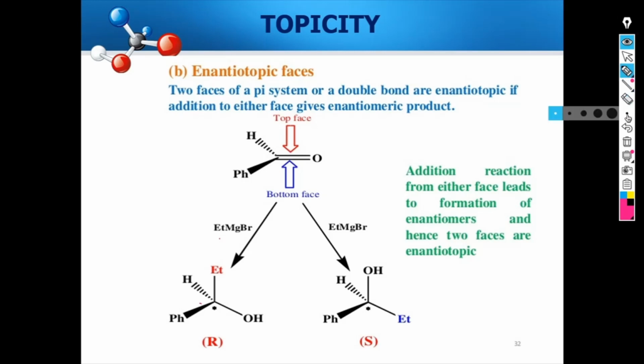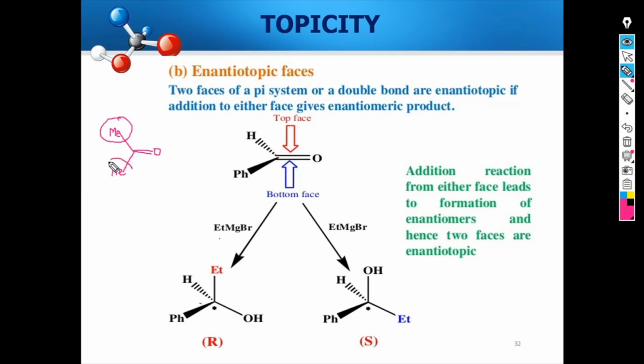Let us try to understand what is an enantiotopic phase. So two phases of a pi system or a double bond are enantiotopic if addition to either phase gives an enantiomeric product. Now I would like to recall here, in the earlier part of this discussion we understood what is a homotopic phase. Now when we take a homotopic phase, we understood that it has these two ligands the same.